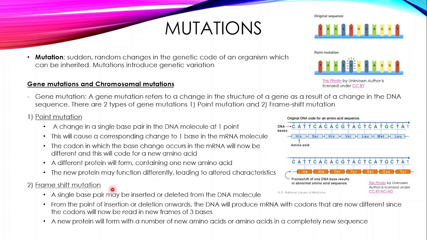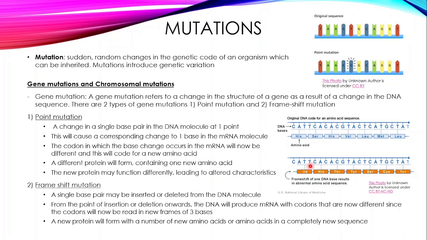Then we get to frameshift mutations. A single base pair may be inserted or deleted from the DNA molecule. From the point of insertion or deletion onwards, the DNA will reproduce mRNA with codons that are now different, since the codons will now read in new frames of 3 bases. So a point mutation is just a different nucleic acid being put in there. A frameshift mutation is where one is completely lost, it's taken out. So yeah, you can see CAT, TCA, but now there is one inserted, it seems. So it moves up completely.